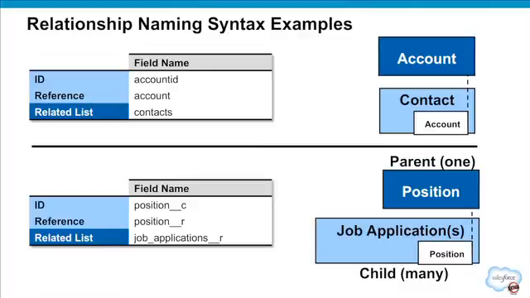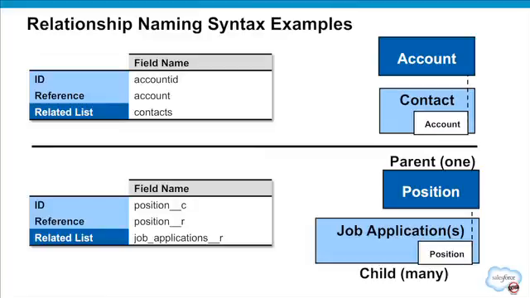On the child, on the contact, there is a field called account ID, which holds the ID of the account record. There's also available to you in Apex a field called account, which can be used to obtain that object-oriented reference to the related account record. From the account, we can refer to the related list of contacts using a field called contacts.